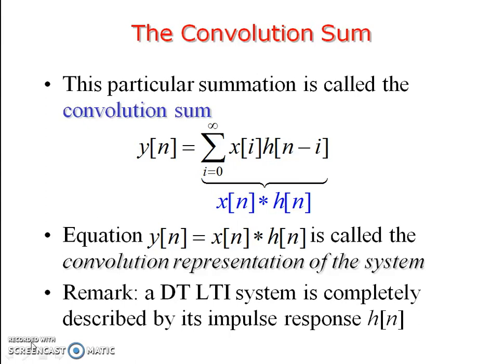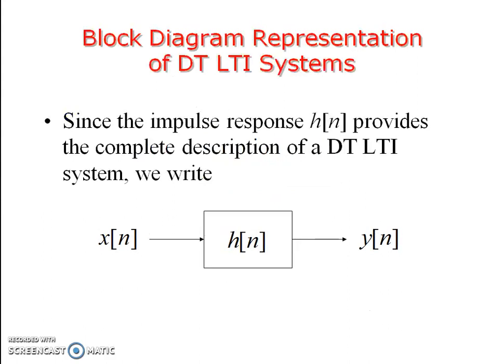This particular summation is called the convolution sum: y of n equals summation i equals 0 to infinity x of i into h of n minus i, which is called the convolution of that particular equation. Let's see the block diagram representation of a discrete time LTI system. Since the impulse response h of n provides the complete description of the discrete time LTI system, x of n is the input for that system and y of n is the output.